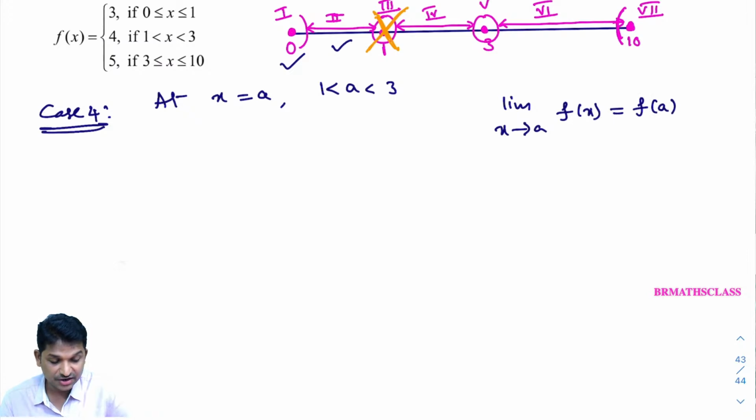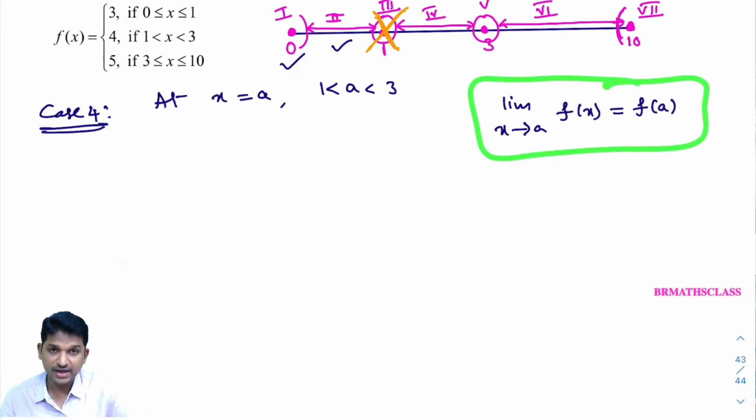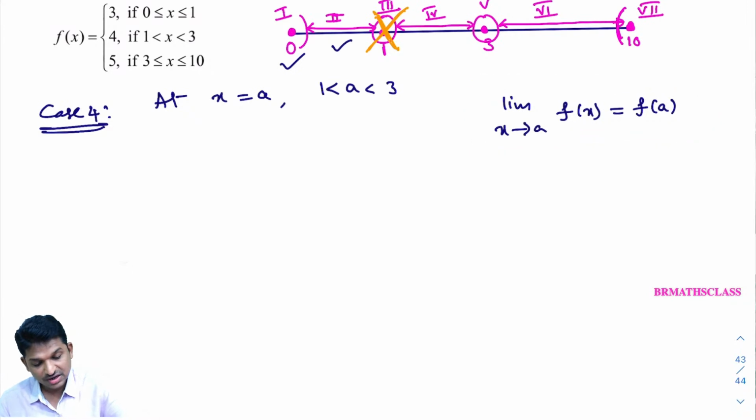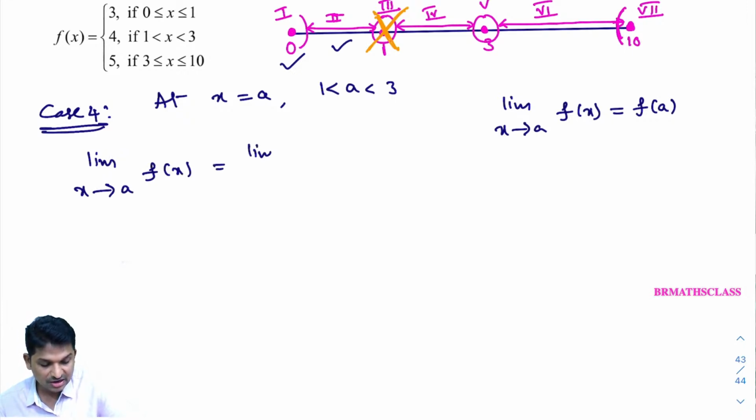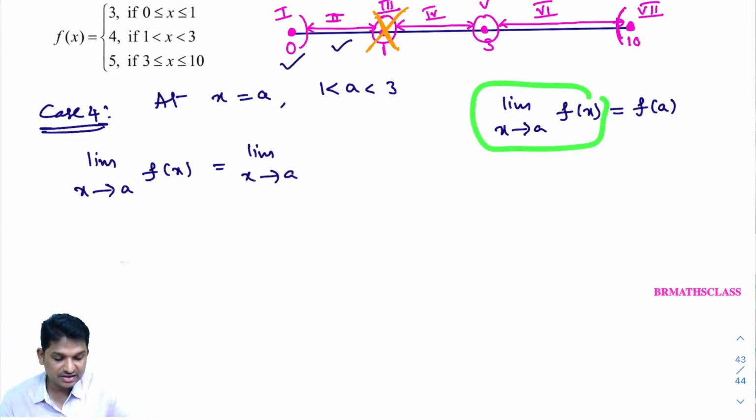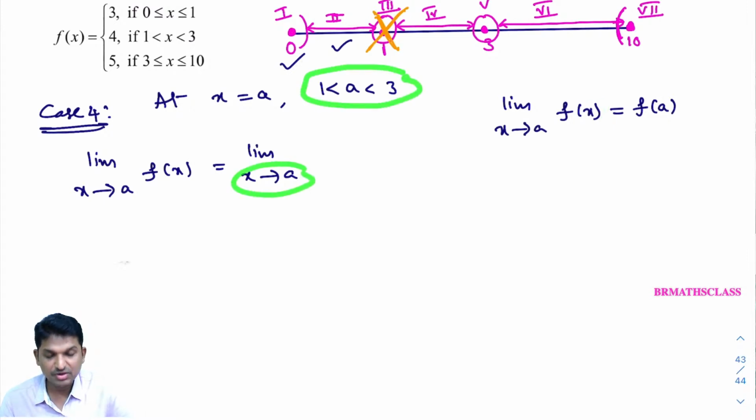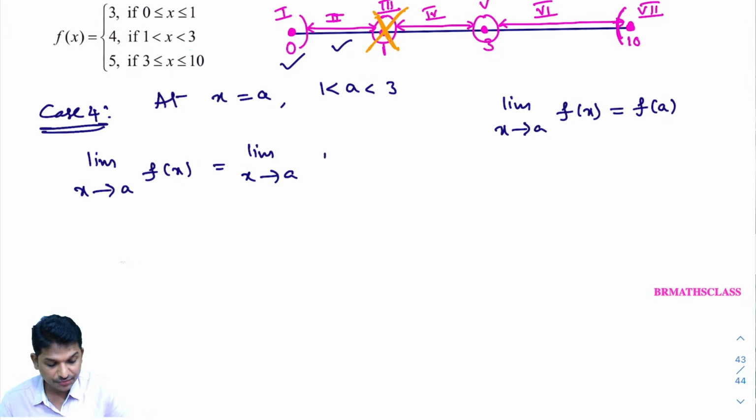Then I can say that this function is continuous at x equal to a. Here I'll calculate the limit as x approaches a of f of x. As x approaches a, what is the value of a? It is in between 1 and 3. When a is in between 1 and 3, which function do we choose? We choose the function 4. So in place of f of x, I'll write 4.